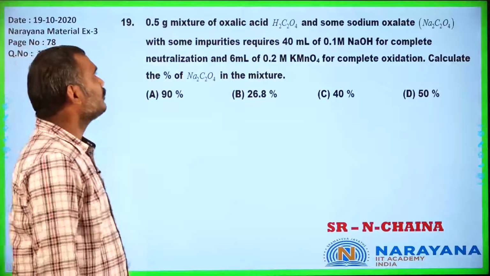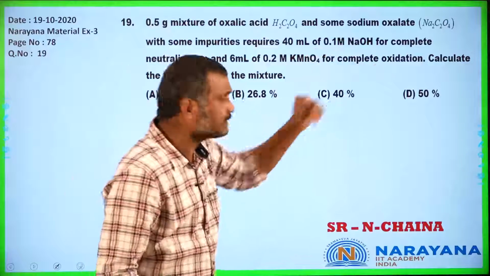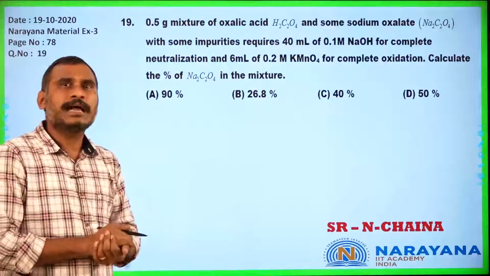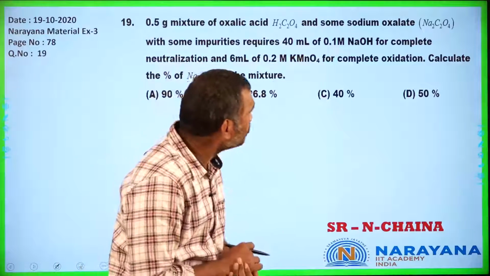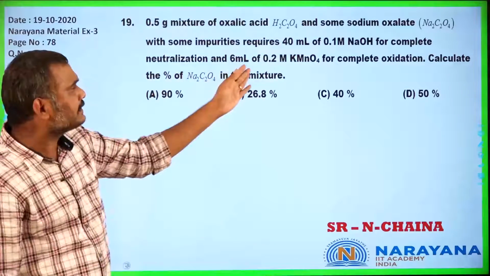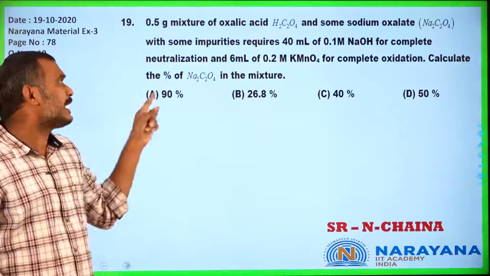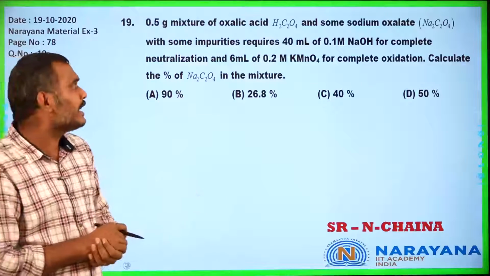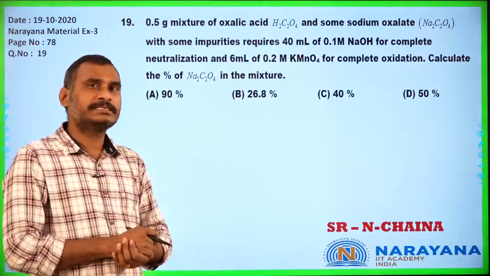That is 0.5 gram mixture of oxalic acid and some sodium oxalate, with some impurities. It required 40 ml of 0.1 M NaOH for complete neutralization and 6 ml of 0.2 M KMnO4 for complete oxidation. Then calculate the percentage of Na2C2O4 in the mixture.